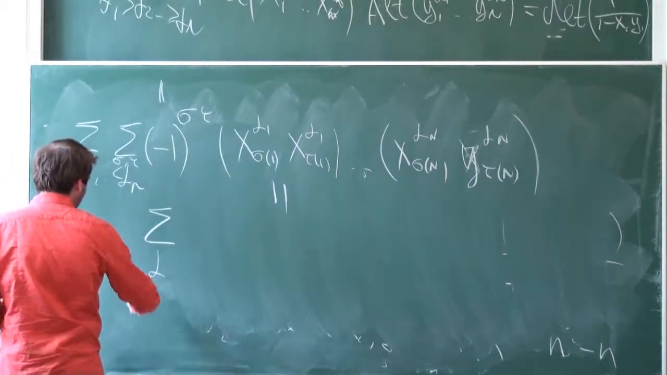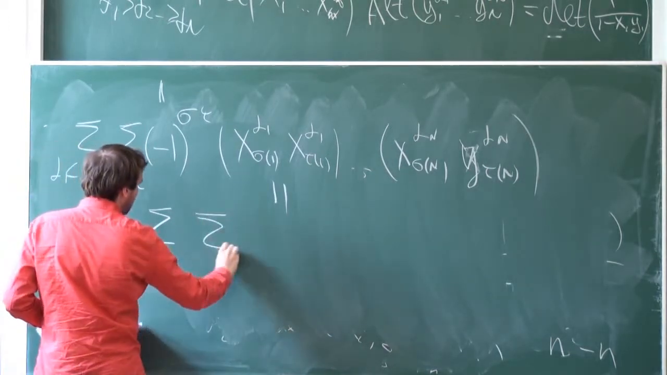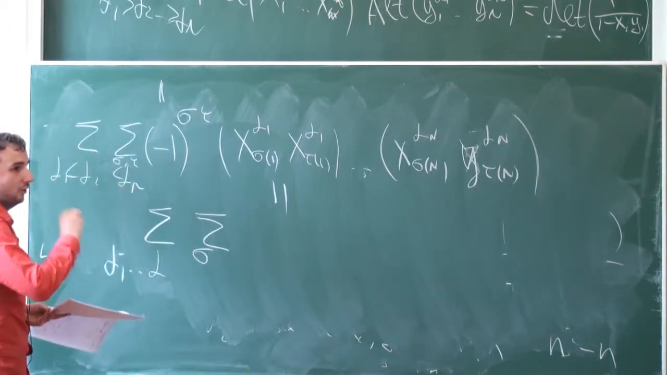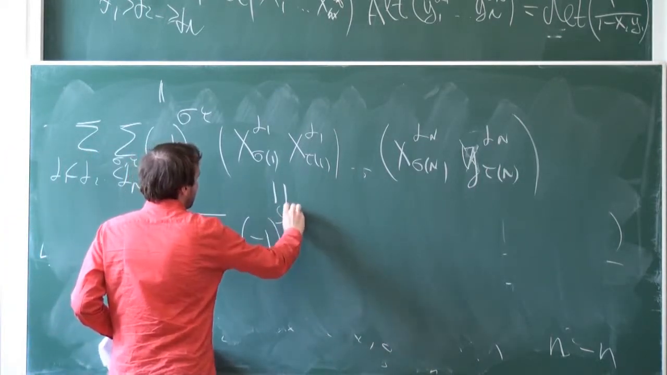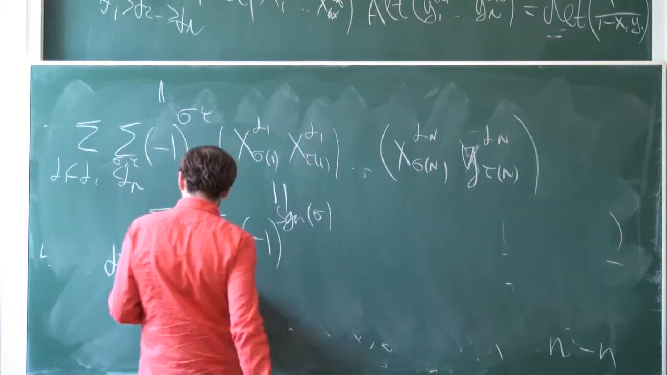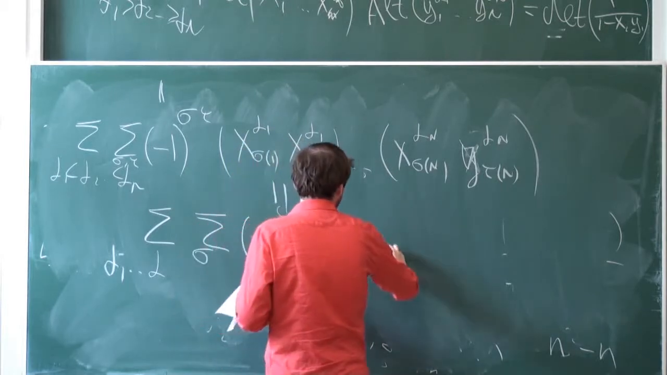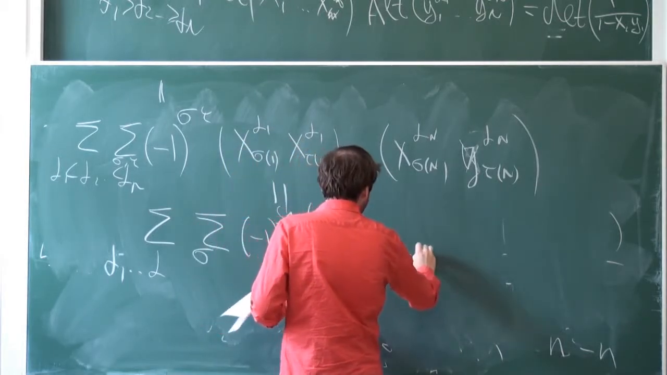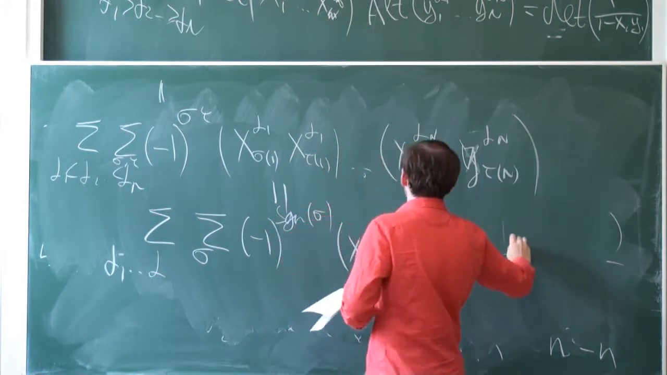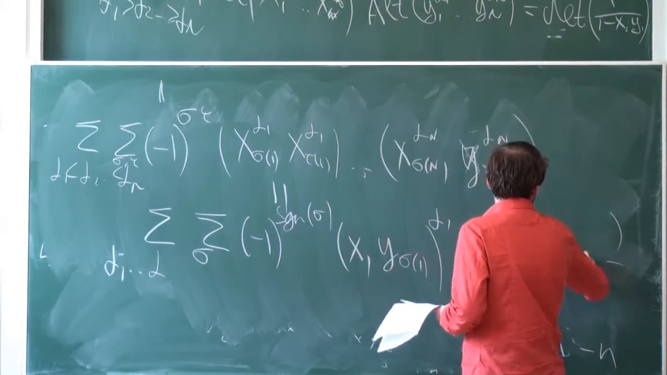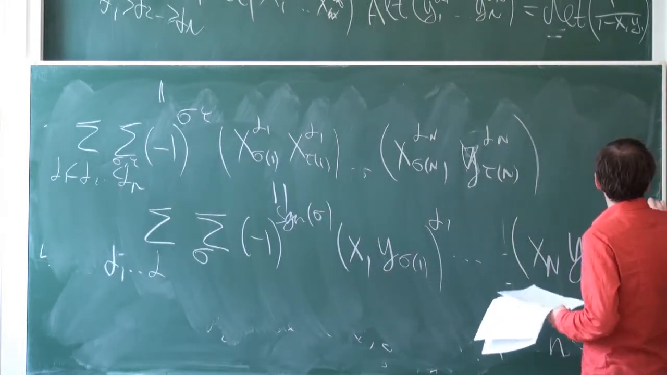So this is actually equal to the sum over all alphas, the sum over all sigmas, sign of sigma, x1 y sigma of 1 to the power alpha 1 ... xn y sigma of n to the power alpha n.